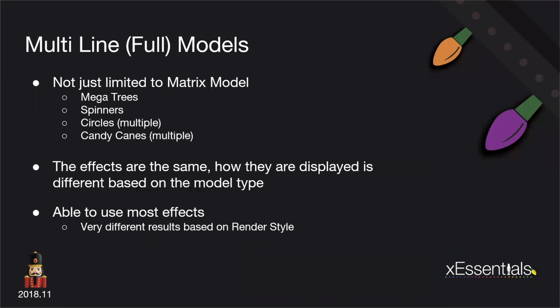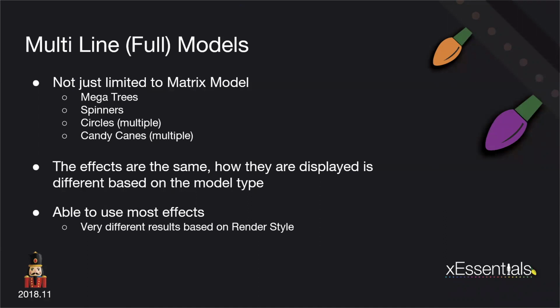But not only are your matrix models going to have that node layout, your megatrees, your spinners, if you have multiple circles or multiple candy canes, they're going to give you very similar type things. The effects generated on all of those different types of models are going to be exactly the same. It's just how they're displayed on the screen. Just like a single line can be displayed as an arch or a circle or a candy cane, very similar type things can be done with matrices, except you have even more options with matrices because they don't always have to be full. A single line that's missing a few columns really just has a gap in it.